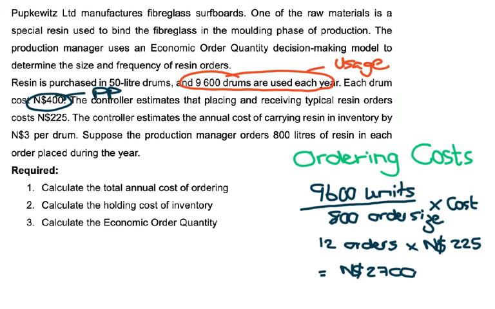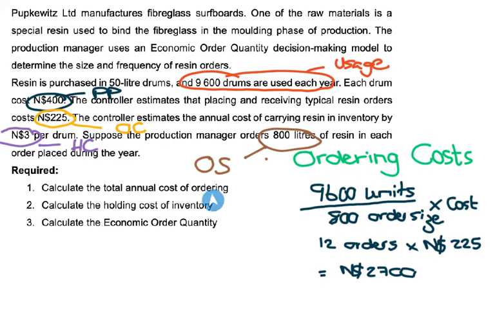Okay, and then they tell us that an order costs 225. So I will say this is the order cost. And then the annual cost of carrying resin, or the holding cost, is $3 per drum. So I will say the holding cost. Okay, and then also the order size seems to be 800 liters. So I will say this is the order size. All right, so this is all the necessary information that we need. So now we can go to the first requirement.